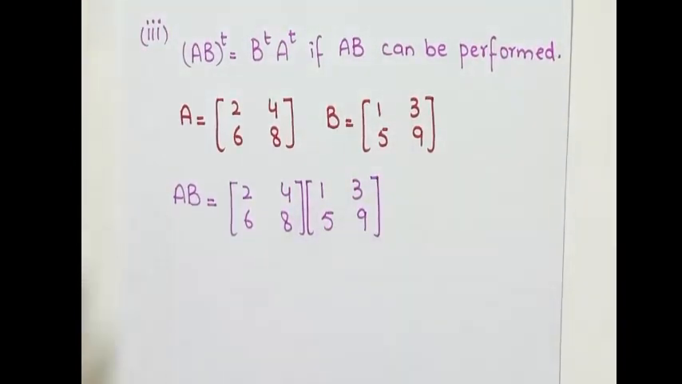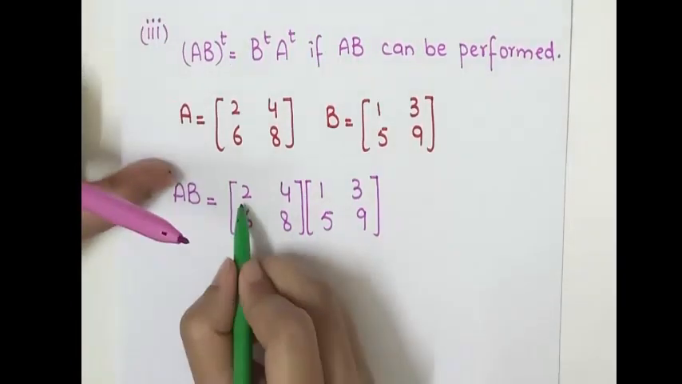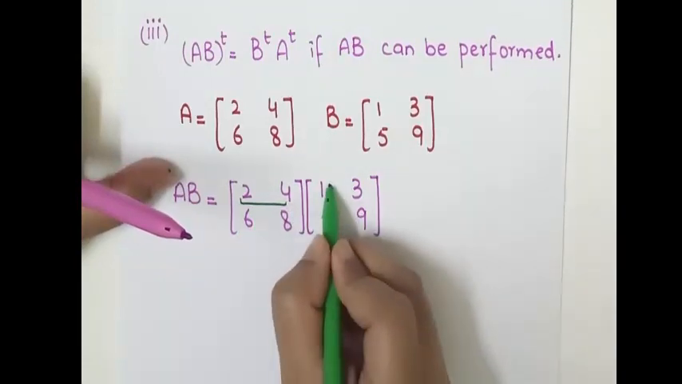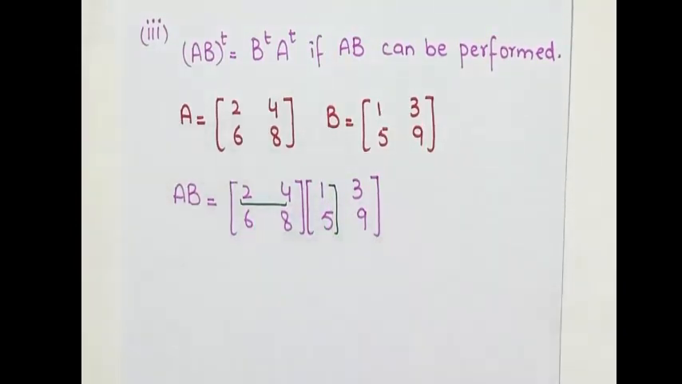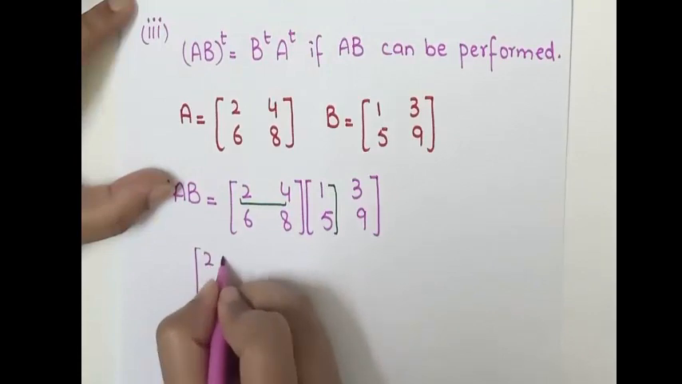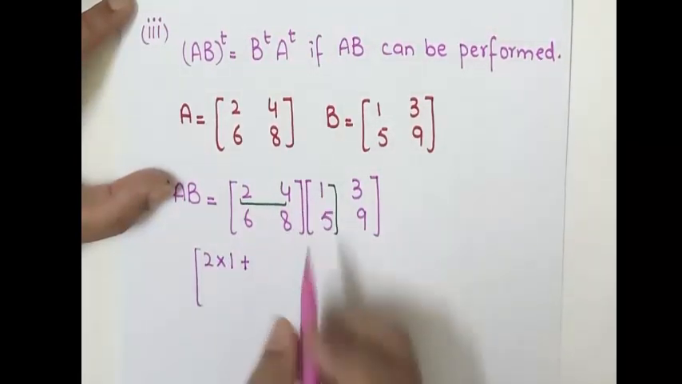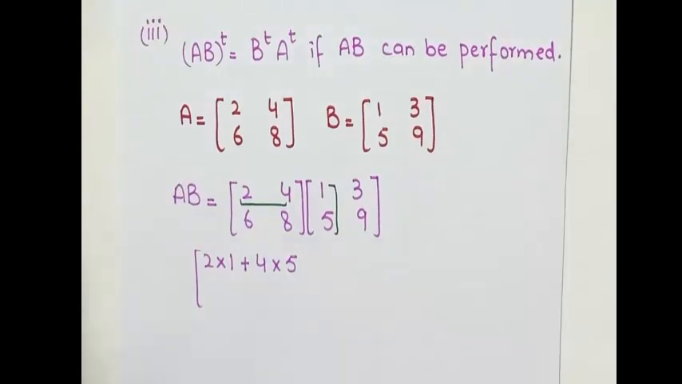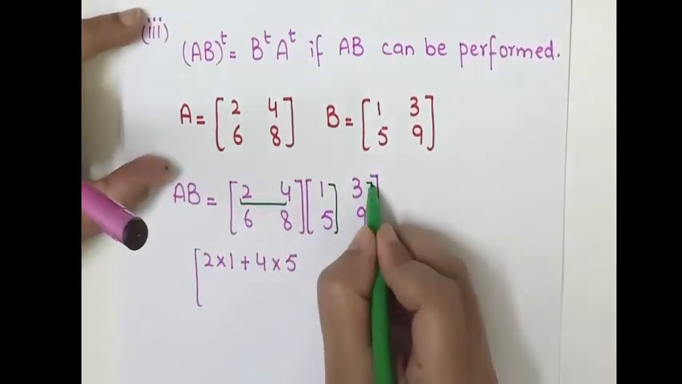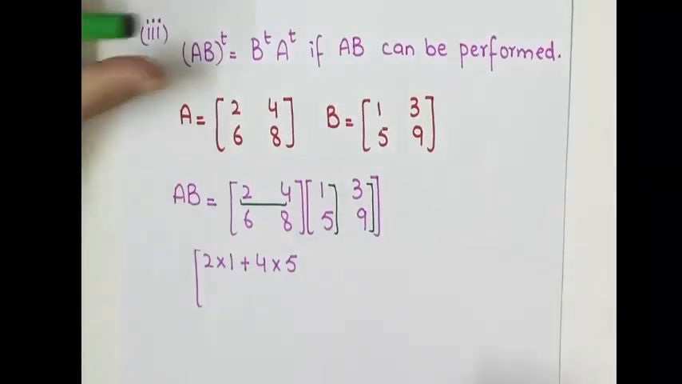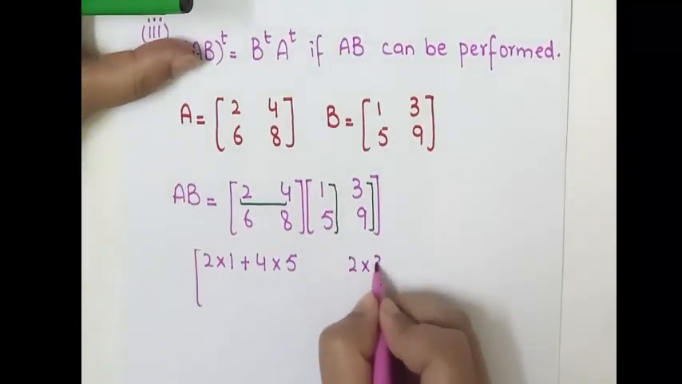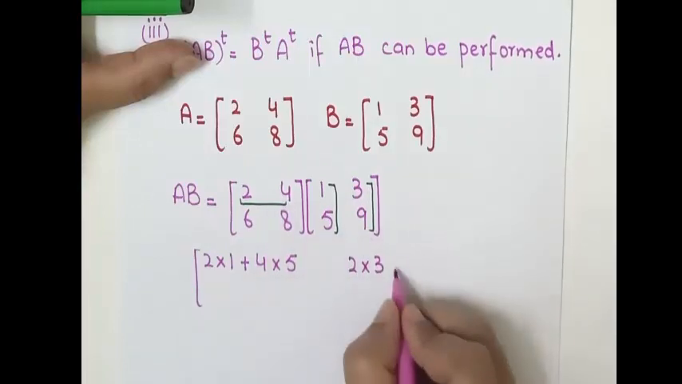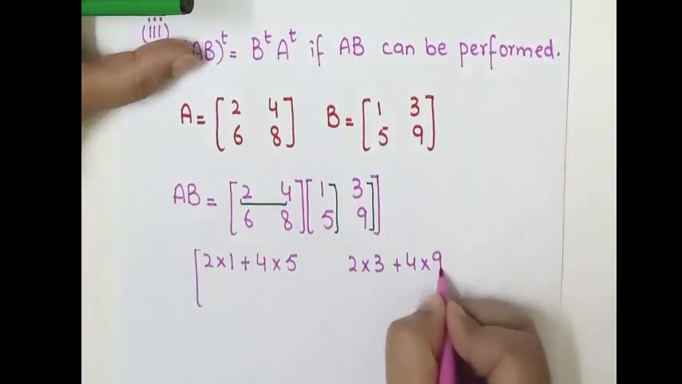So how to multiply a 2 cross 2 matrix? Multiply the rows, this one, with the column, right? So we have 2 into 1 plus 4 into 5. Now multiply the same row with the next column, and we have 2 into 3 and 4 into 9.